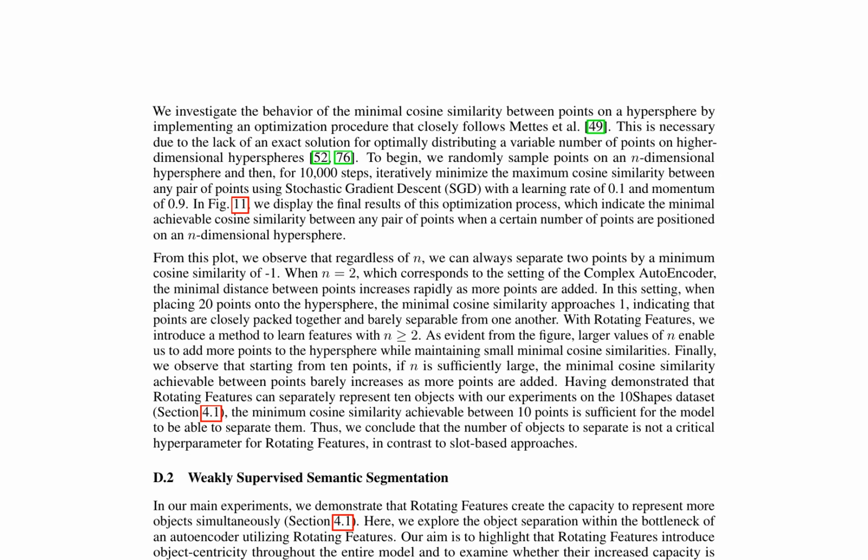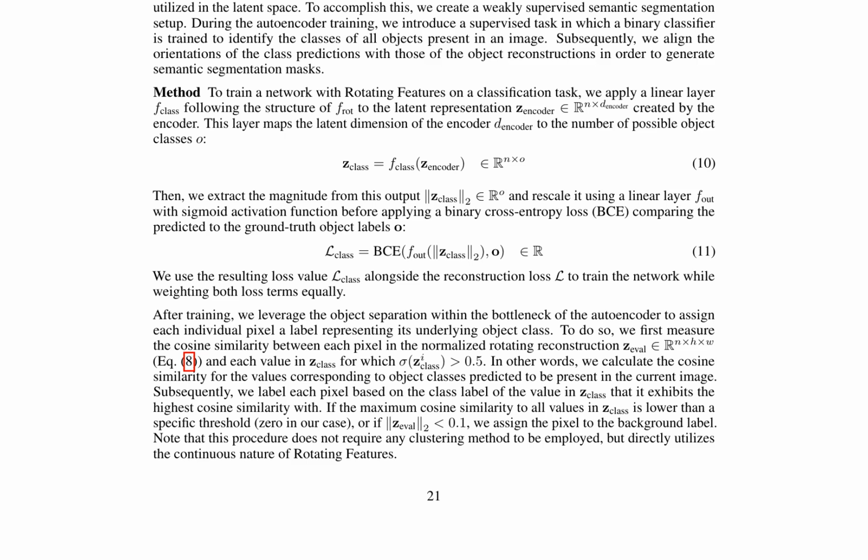The paper also explores weakly supervised semantic segmentation within the bottleneck of an autoencoder utilizing rotating features. To achieve this, a binary classifier is trained to identify the classes of all objects present in an image during the autoencoder training. A linear layer F_class is applied to the latent representation z_encoder created by the encoder, mapping the latent dimension of the encoder to the number of possible object classes O. The magnitude from this output is then extracted and rescaled using a linear layer with a sigmoid activation function before applying a binary cross-entropy loss comparing the predicted to the ground truth object labels O.